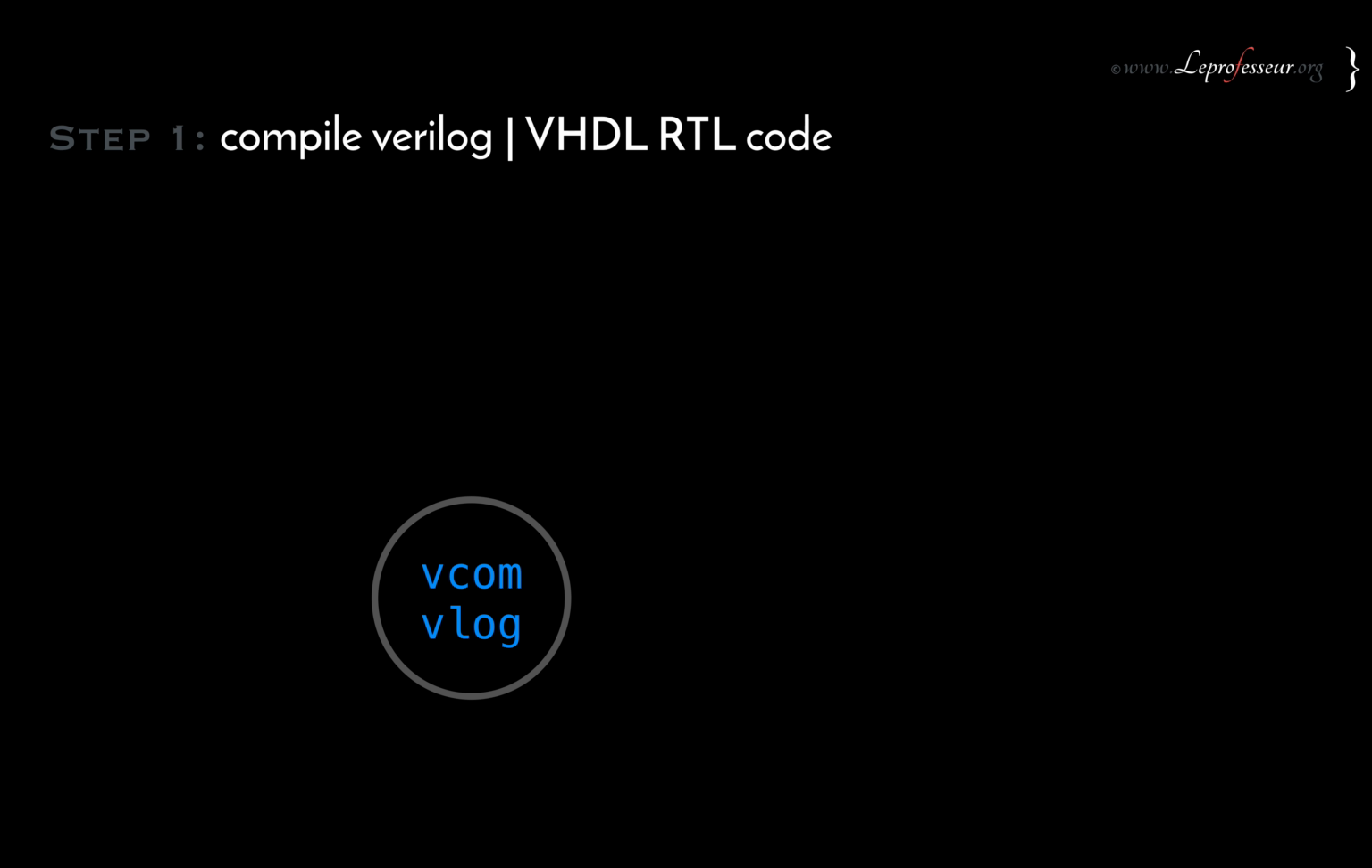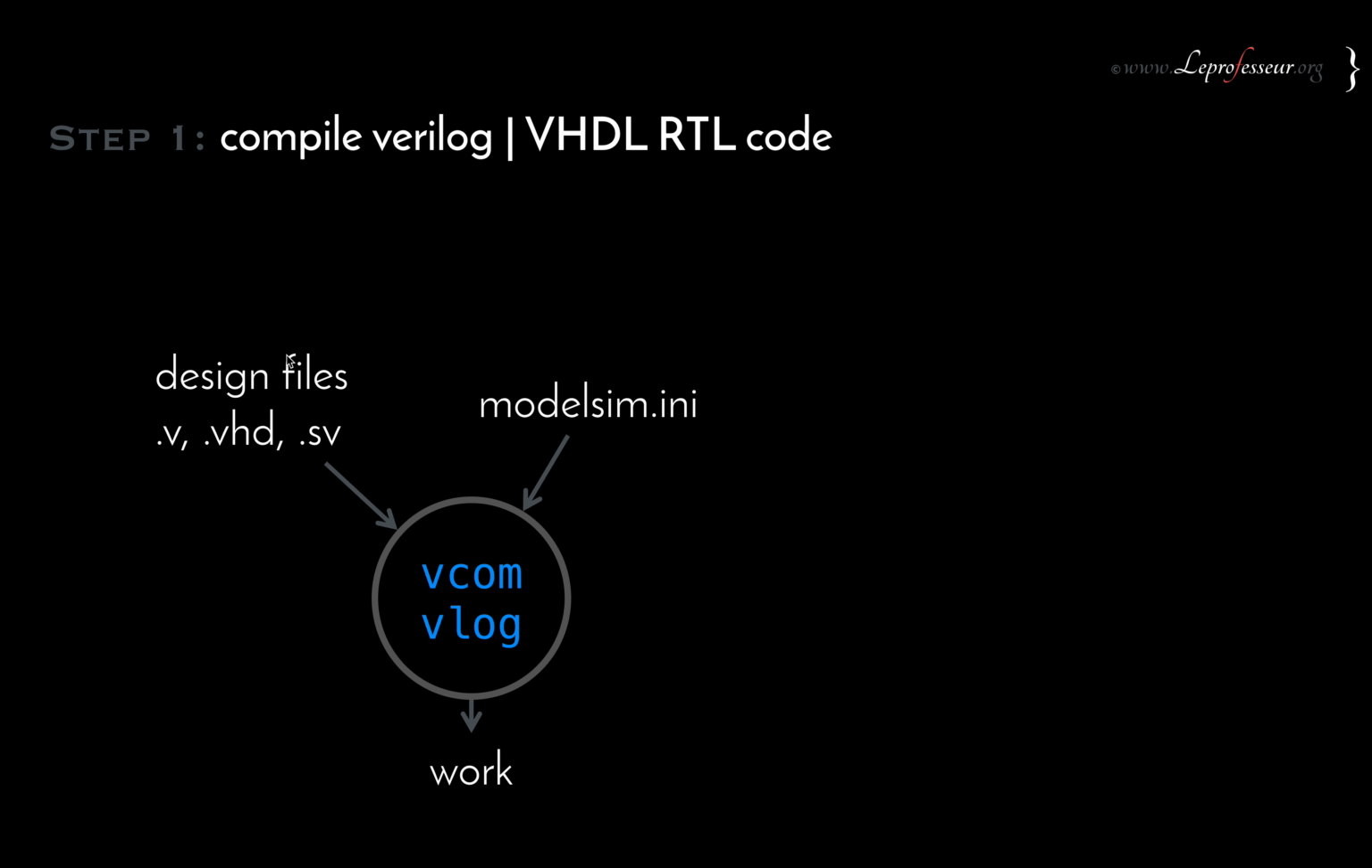So let's talk in detail about how you can compile. You can compile Verilog or VHDL code via vcom or vlog. If you have VHDL, vcom. If you have Verilog, vlog. What it needs is the design files and the ModelSim initialization file, or now it's the Questa toolset. And you need the work directory, and all the results of the compilation will go to the work directory.